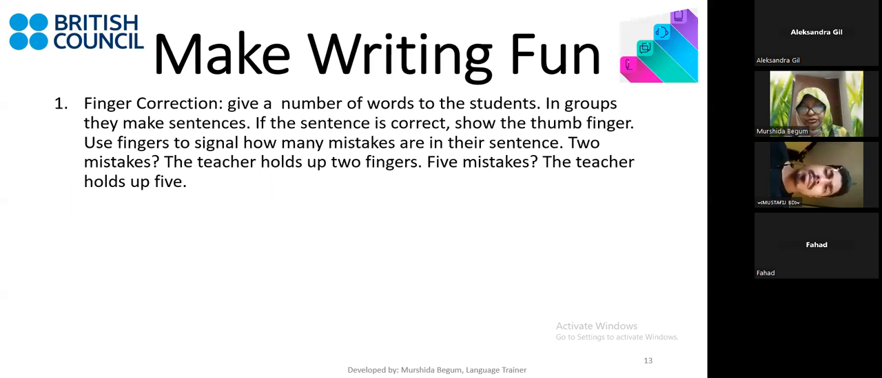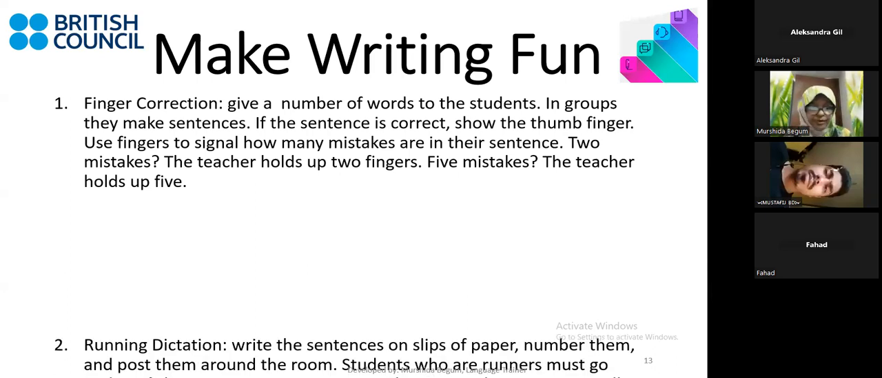Use fingers to signal how many mistakes there are in the sentence. If there are 2 mistakes, maybe the teacher holds up 2 fingers. 5 mistakes, the teacher holds up 5 fingers. And in a way, they are learning how to make simple sentences with words. And this could be a group work. So finger correction is a very effective way to make them understand the first part.